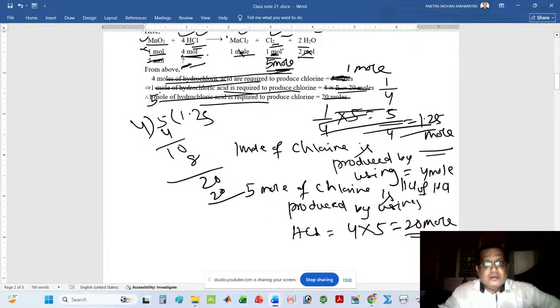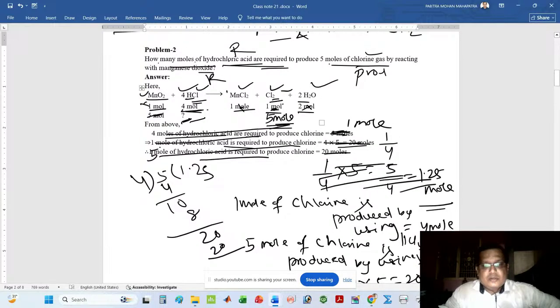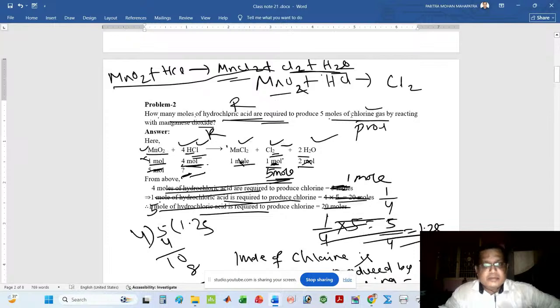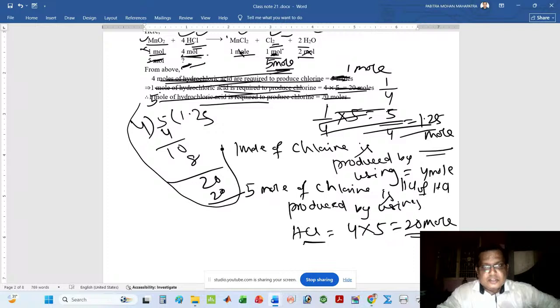Obviously, 4 mole produce 1 mole. Here look at that. Here chlorine is given and the target is to find out the HCl. Here 1 mole of chlorine is produced by 4 mole of hydrogen chloride. 5 mole of chlorine is produced by 4 into 5, that is 20. So the answer is just like this. This is wrong. You can write the simple thing only this.